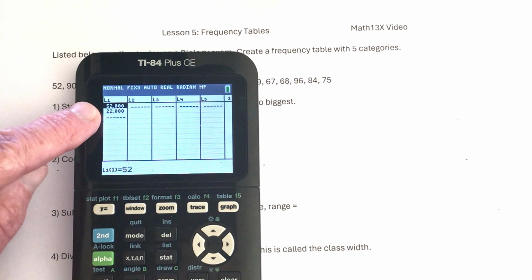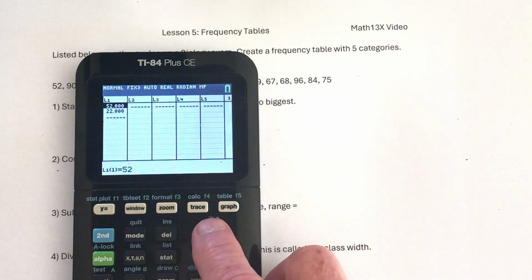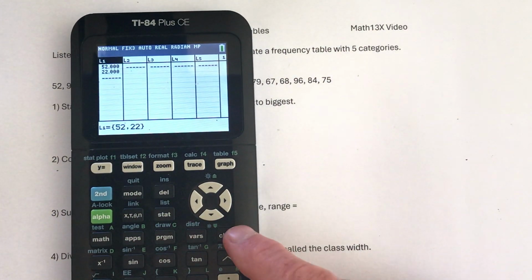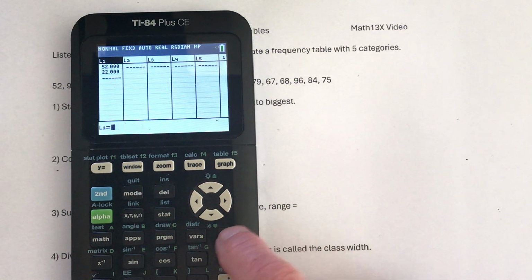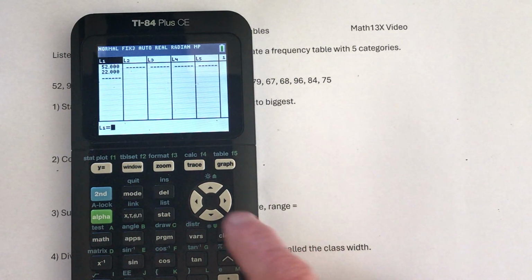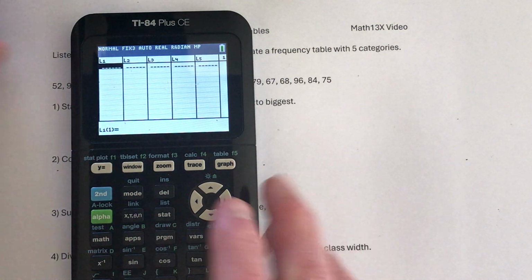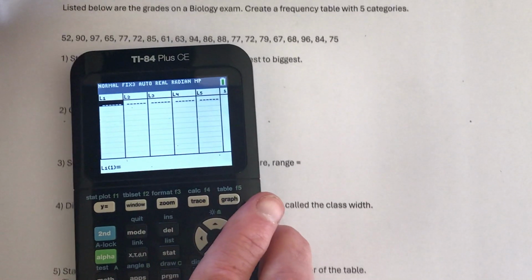Now, I was using this for something else, so I have these numbers in there that I need to erase. The best way to do that is to use the arrow key and go to the top until L1 is highlighted, and then right here, use Clear. At first, it looks like it didn't clear it out, but when you move the cursor, it's cleared out. All right, now type in these numbers.